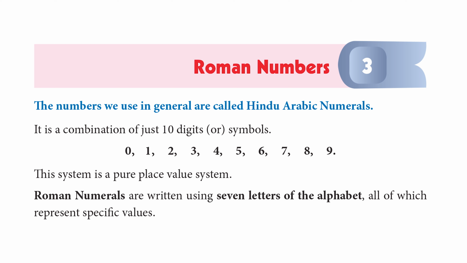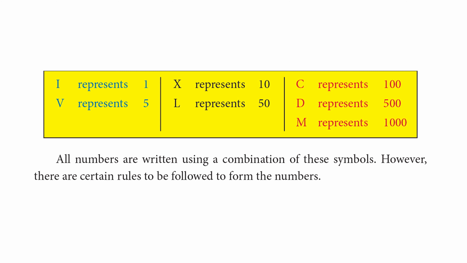Look at them. There are only 7 letters of the alphabet, but we can form a number of numerals with this. So let's see. The first one is I, which represents 1, V represents 5, X represents 10, L represents 50, C represents 100, D represents 500, and M represents 1000. So only 7 letters of the alphabet, but we use them to represent all kinds of numbers in Roman numerals.